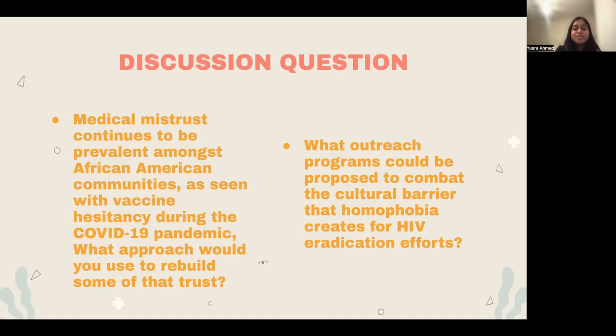I would like to end with two discussion questions. The first one being, medical mistrust continues to be prevalent amongst African American communities as seen with vaccine hesitancy during the COVID-19 pandemic. What approach would you use to rebuild some of that trust? And then there's the question, what outreach programs could be proposed to combat the cultural barrier that homophobia creates for HIV eradication efforts?